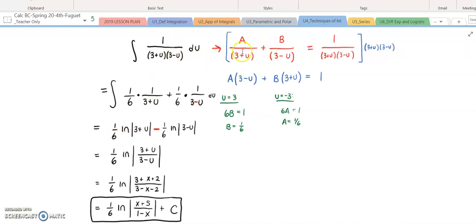Welcome back, and here is the remaining work for the problem. So at the top here you can see my breakdown of the partial fraction decomposition, and we solved this to find the values of capital A and capital B, and you can see that I plugged that in over here on the left hand side.